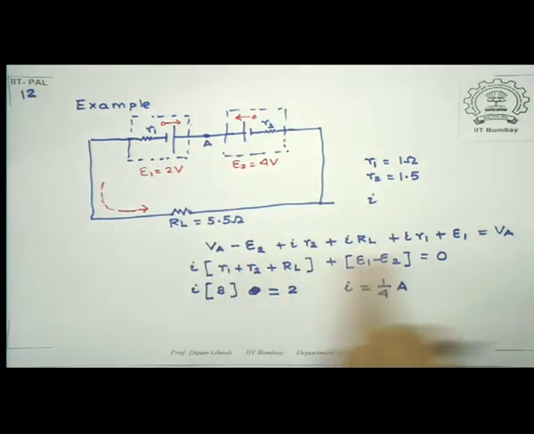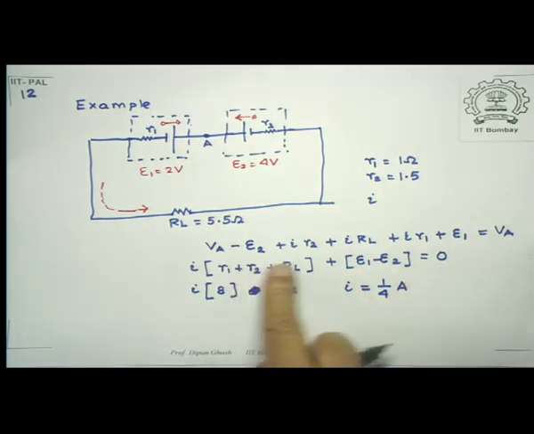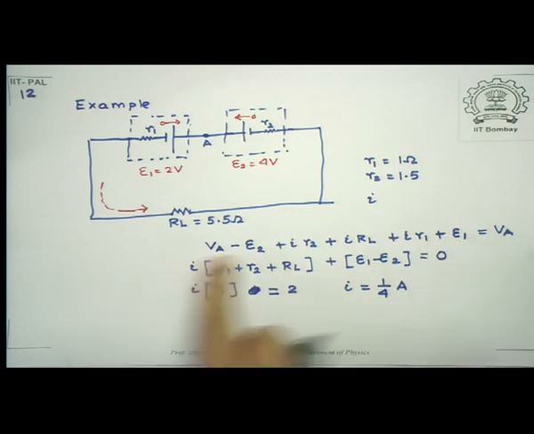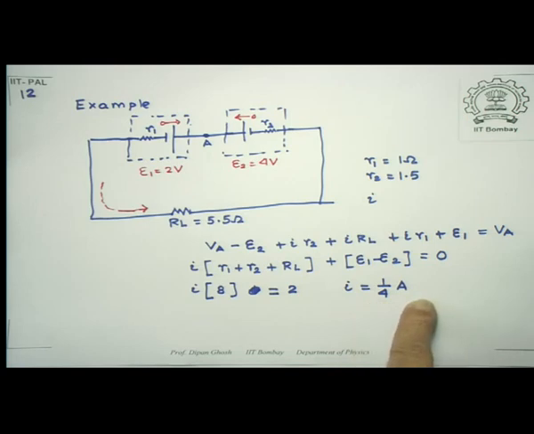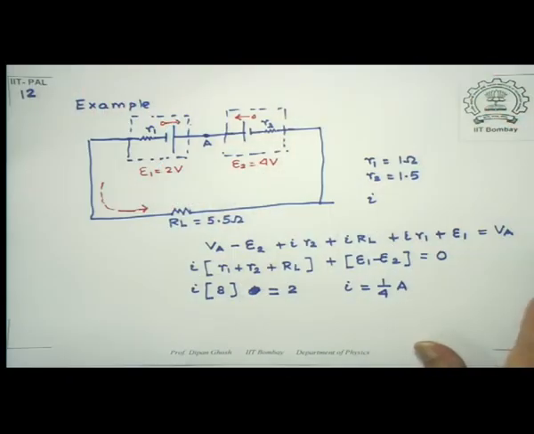Now everything here has the E1 and E2 signs changed, so I will get I equal to minus 1 by 4 ampere, saying that my original assumption that the current was in a given direction was wrong, and the current should be in this direction. And this is the way you can always find out the current.